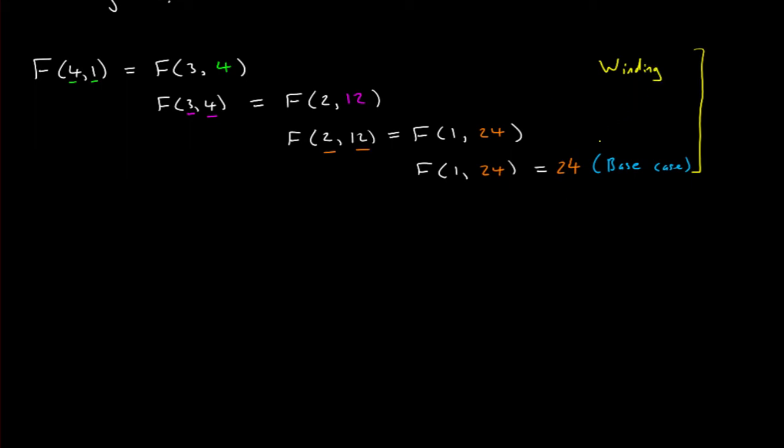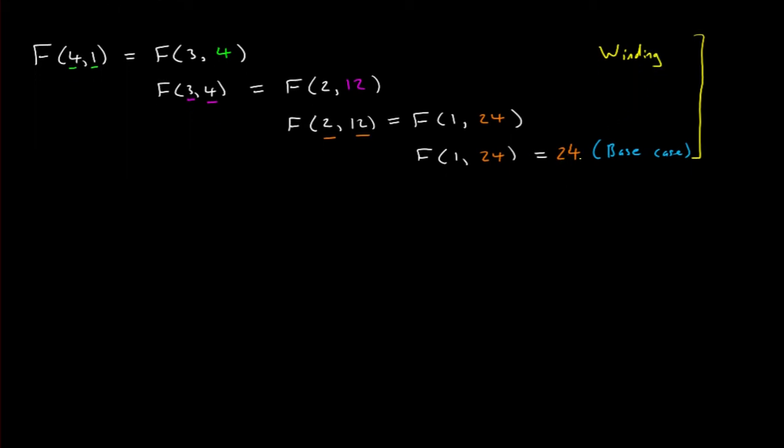Look what's happened here. We've got 24, but there's no work to be done. So we write f of 2 and 12. That f of 2 and 12 is just f of 1 and 24, but f of 1 and 24 is 24, right? We just worked that out. And then we say, okay, that's fine. We just go back one step and ask, what's f of 3 and 4?